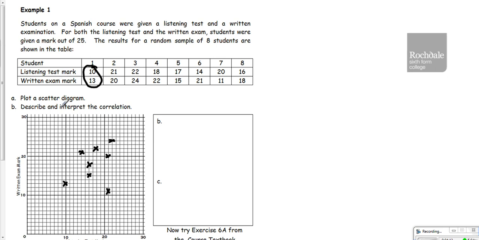Now, describe and interpret. Describe means maths words. So mathematically, what have we got? Well, I would call that a positive correlation. We've got a bit of a funny value here, but if you ignore that one, the others are pretty close to a straight line. So I would say that we have a positive correlation, and later on in this topic we'll actually calculate a numerical measure of how strong that correlation is.